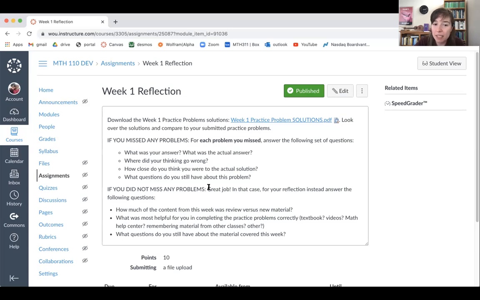But okay, if you didn't miss any problems, then you should still submit a short reflection where you talk about how much of the content from this week was review versus new material. What was most helpful for you in completing the practice problems correctly? And if you still have lingering questions, even though you got everything right, now's the chance to answer.